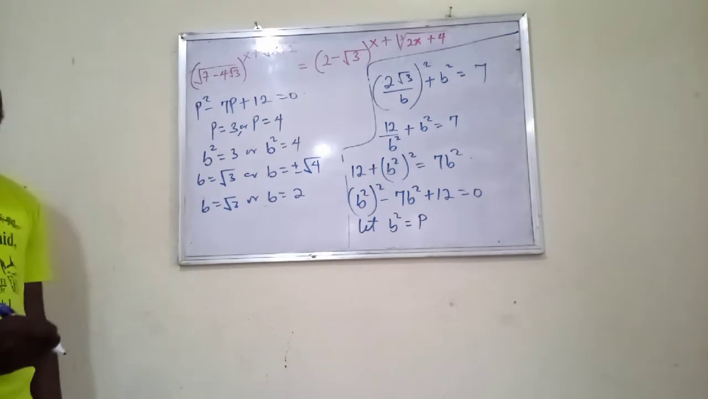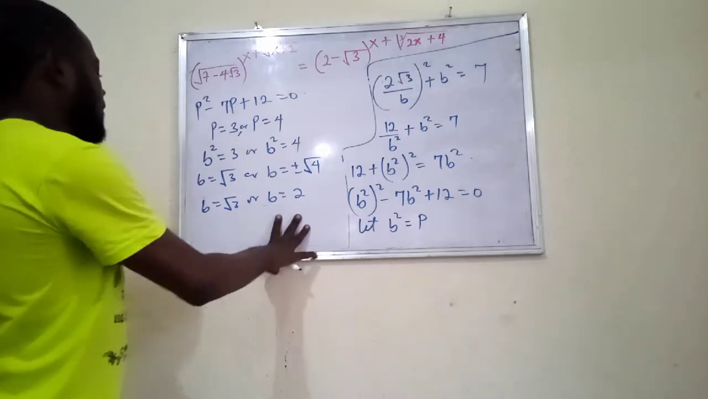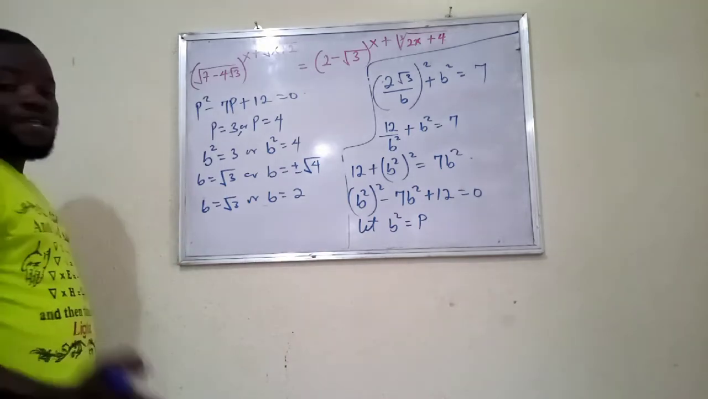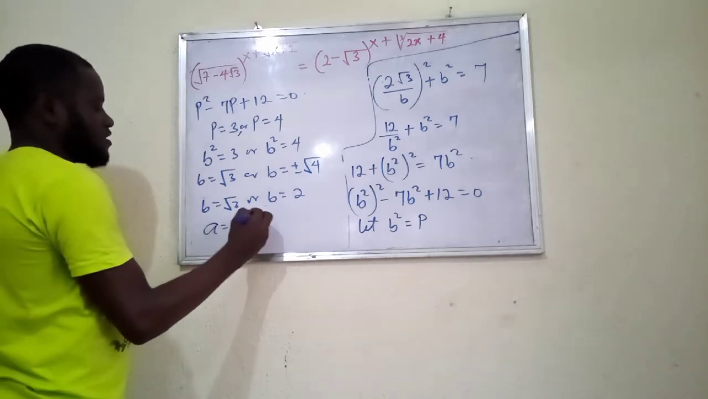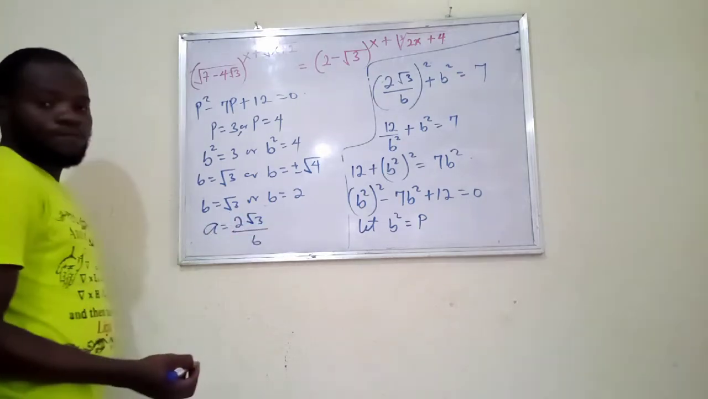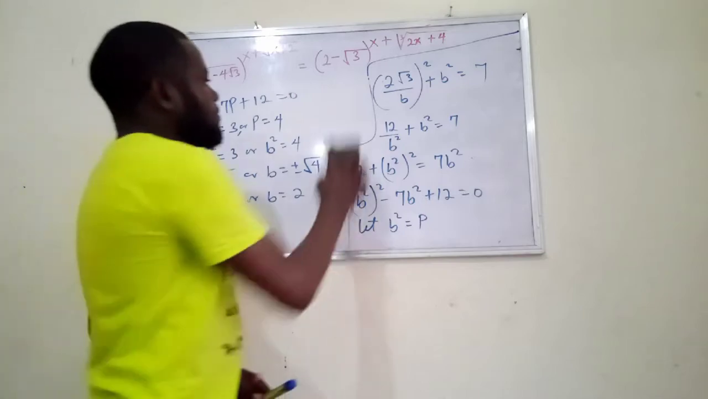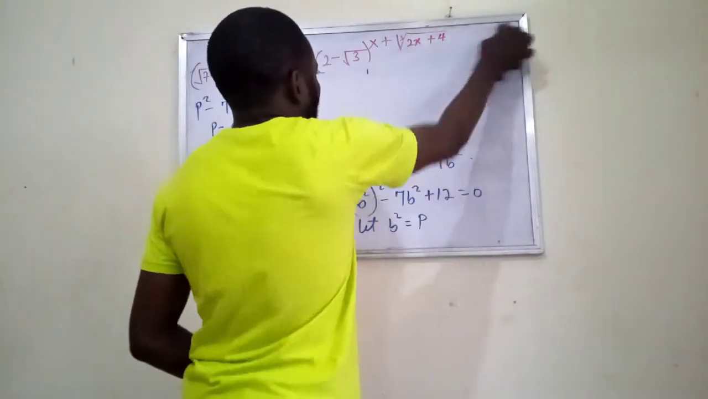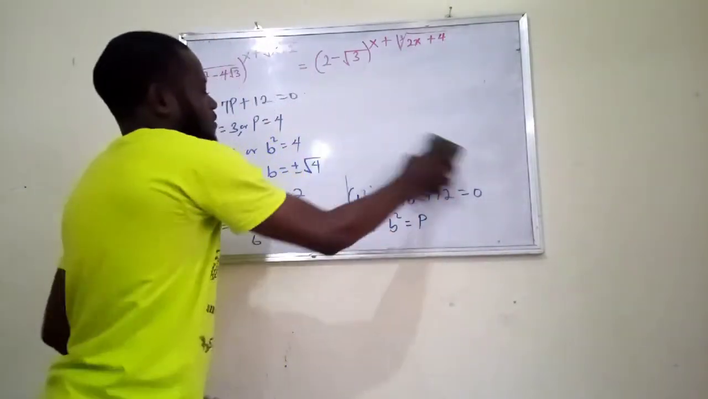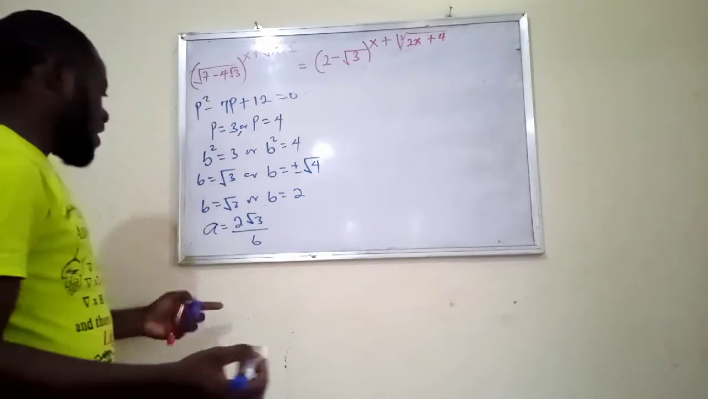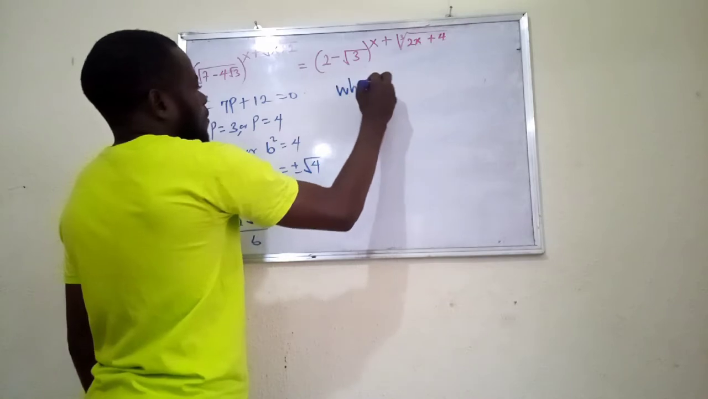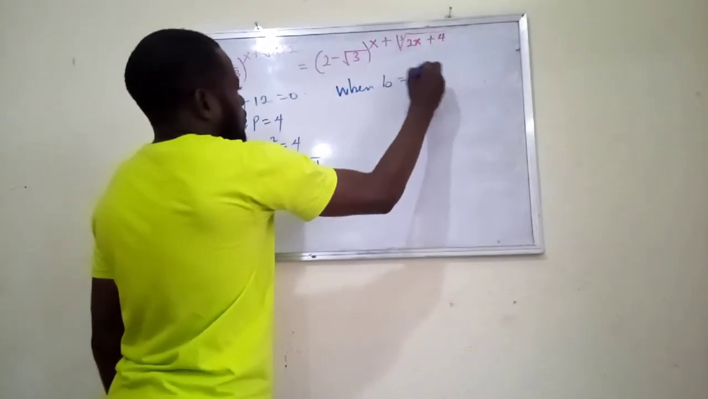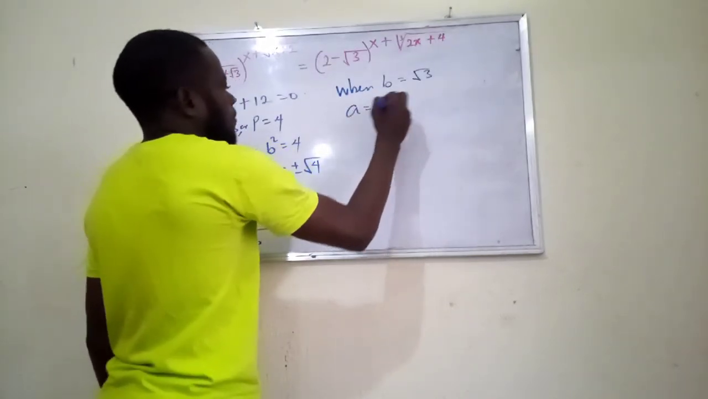So if this is the value for b and we are looking for a, remember our a is 2 root 3 divided by b. So when b is equal to the square root of 3, what will be the value of a? If this should be the case, when b equals root 3, a will become 2.